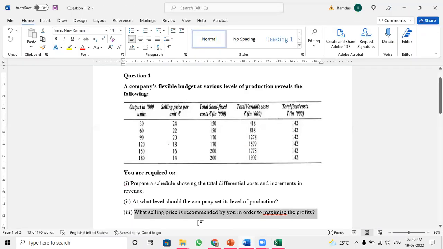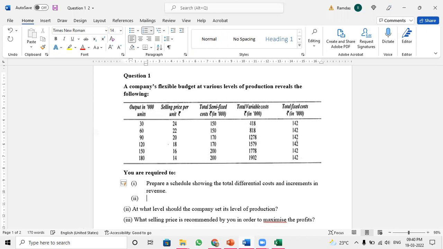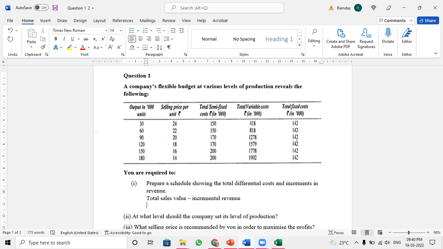Before we could solve the problem, we need to understand the first question. To prepare the schedule of differential cost and incremental revenue, we require first the total sales value. So we require total sales value to calculate the incremental revenue. And to calculate the differential cost, you require the total cost.